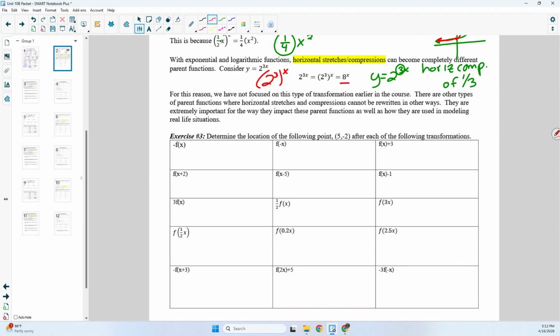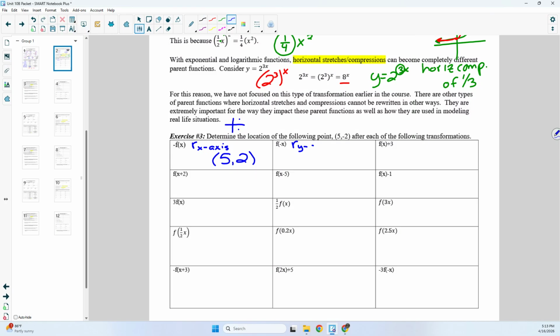So we're going to work on a point next, transforming a point, just to practice all our different transformations together, for our second part of the lesson after we kind of reviewed everything. So determine the location of the following point (5, -2) after each of the following transformations. So we're going to identify the transformation, like this one is a reflection in the x-axis, because my negative is in front of the function. So if I reflect in the x-axis, go over the x-axis, that means the y becomes negative, so this is going to be (5, 2).